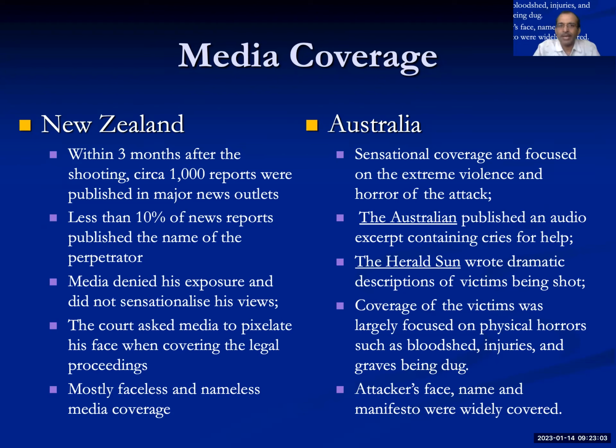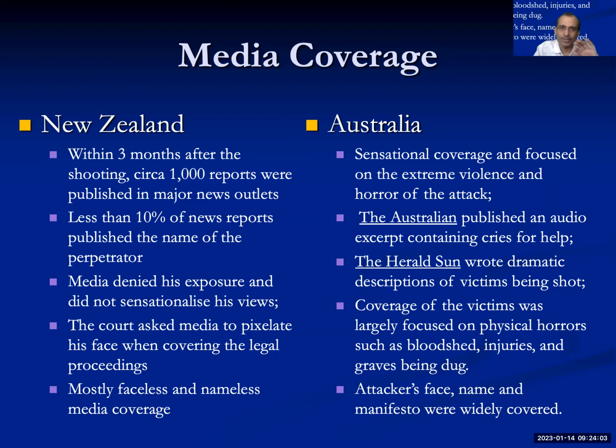Here in Australia, something different happened. Australian media covered the same incident in a sensational way: big headlines, photos of the perpetrator, more bloodshed pictures. Australian media even published the audio excerpt containing the cries for help, so how people cried and reacted. That is terrifying for the audience too, but Australian media didn't care about that. One example, the Herald Sun wrote dramatic descriptions of how the victim was shot. The coverage of the victims was largely focused on physical horrors, bloodshed, injuries, graves being dug. Oh my God. The attack, the attacker's face, name, manifesto, audio, everything was published.